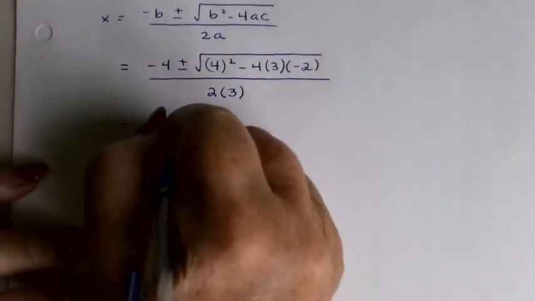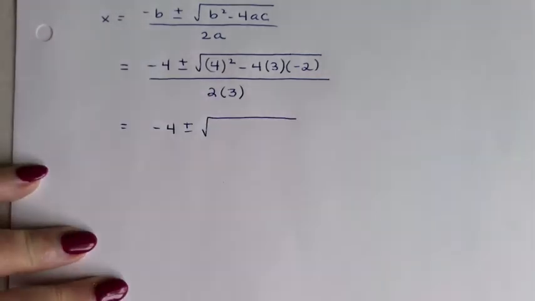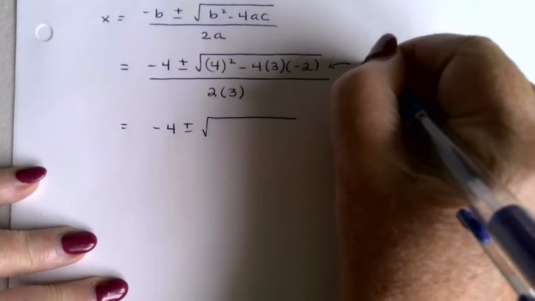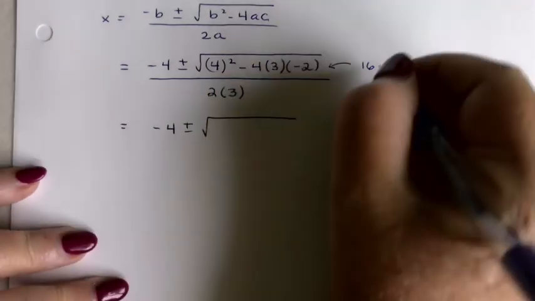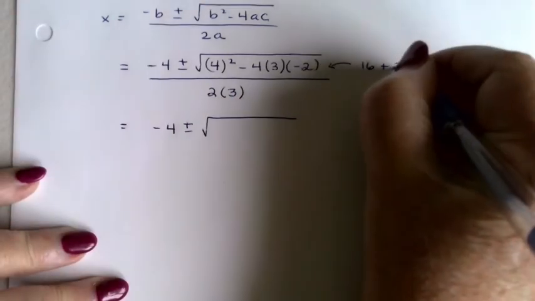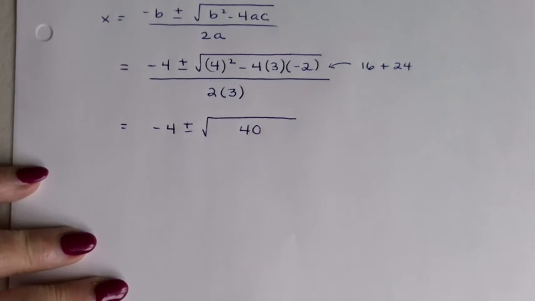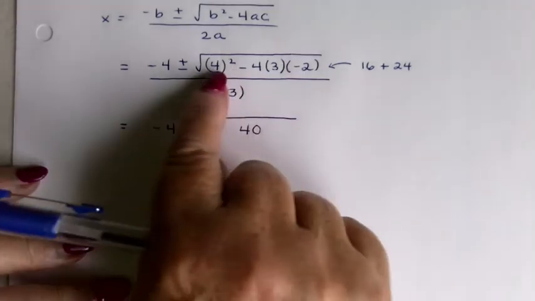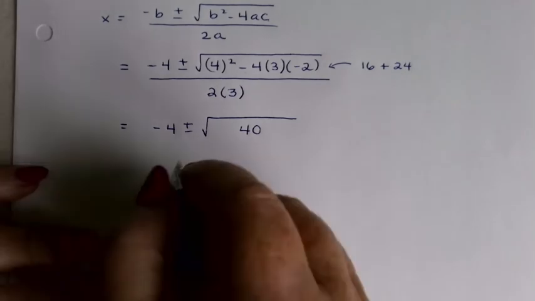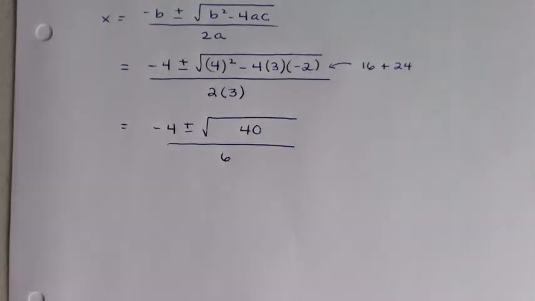So I've got -4 plus or minus the square root of, let's see, under that radical, I have 16 minus a negative is going to make that plus 12 times 2 is 24. Looks like I end up with 40 underneath my square root. And by the way, you're also more than welcome to plug that into a calculator to figure out the number under the square root. No big deal. All right, denominator is 6.